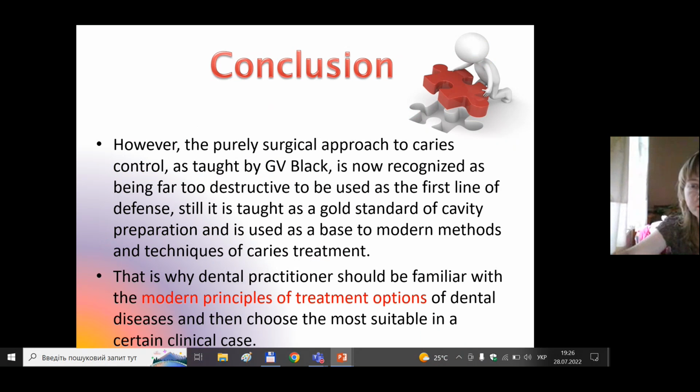In conclusion, it can be stated that the purely surgical approach to caries control, as taught by Greene Vardiman Black, is now recognized as being far too destructive to be used as the first line of defense. Still, it is taught as a gold standard of cavity preparation and is used as a base for modern methods and techniques of caries treatment. That is why dental practitioners should be familiar with the modern principles of treatment options of dental diseases and then choose the most suitable in a certain clinical case.